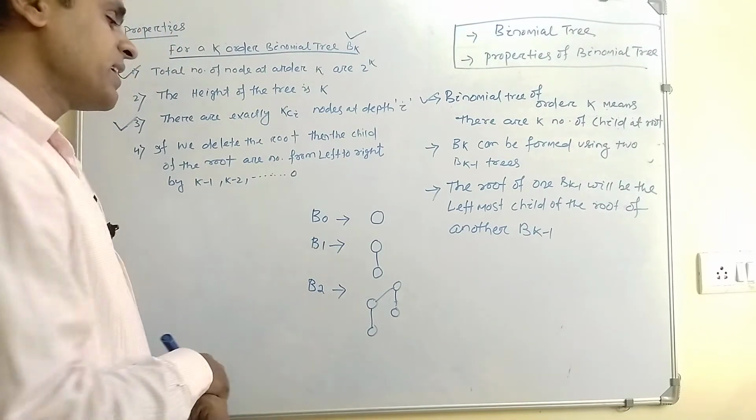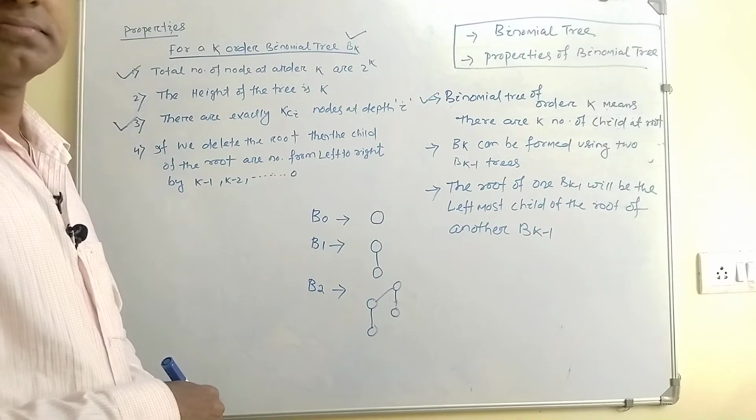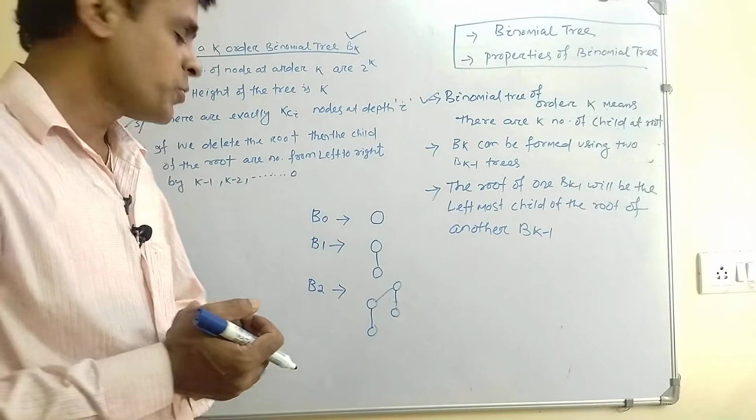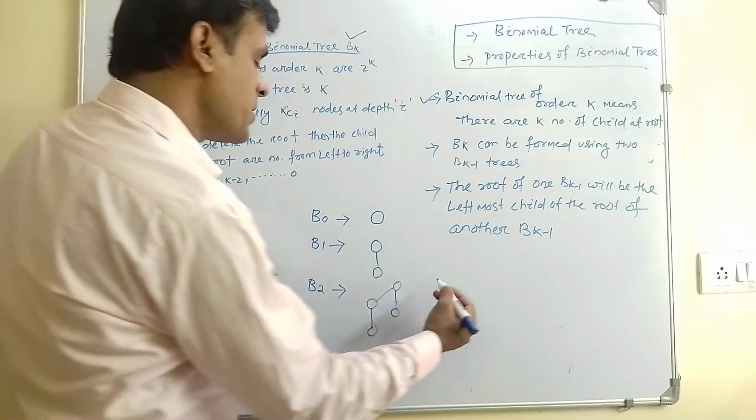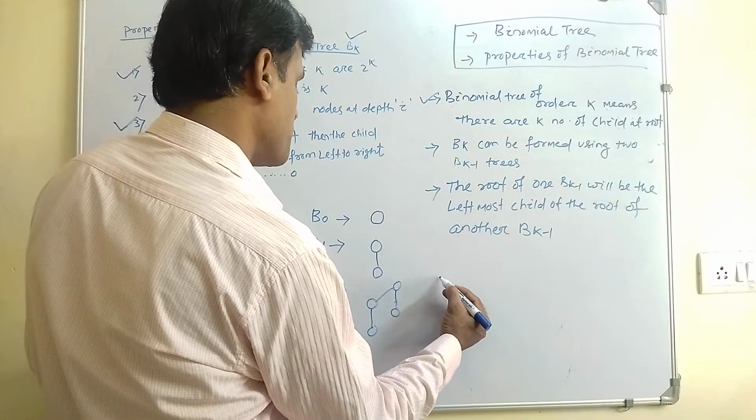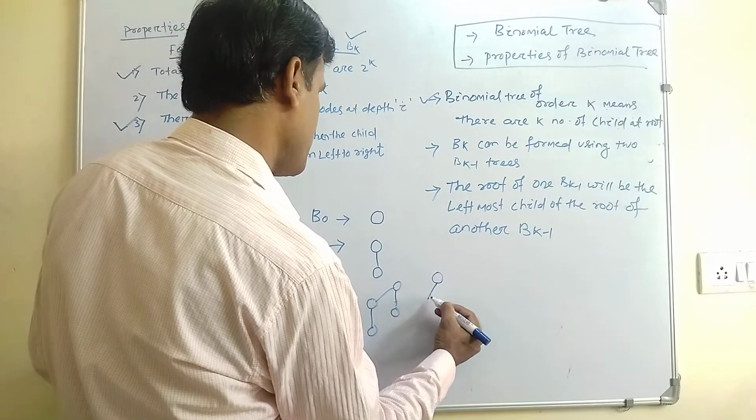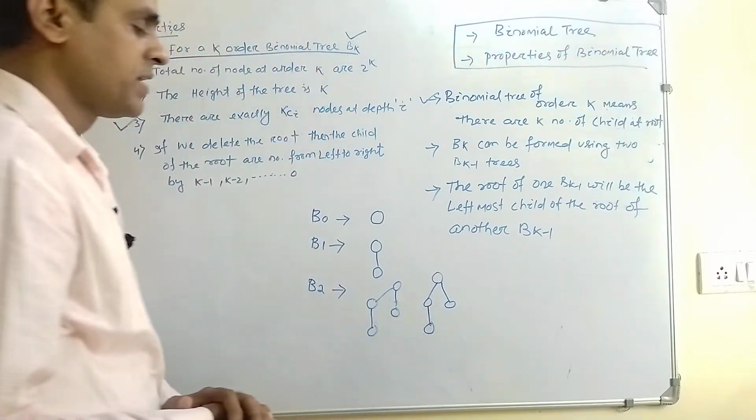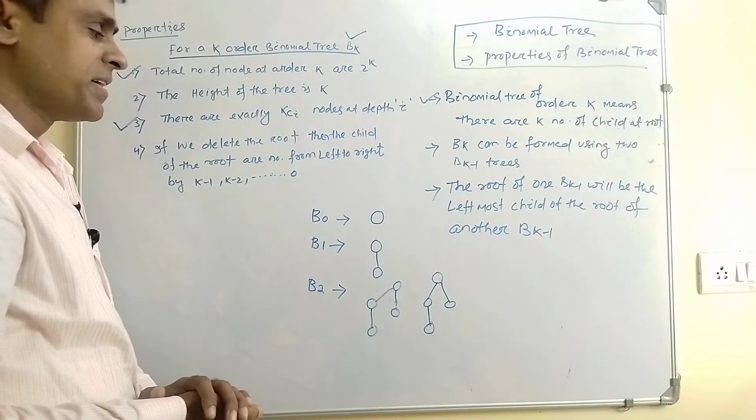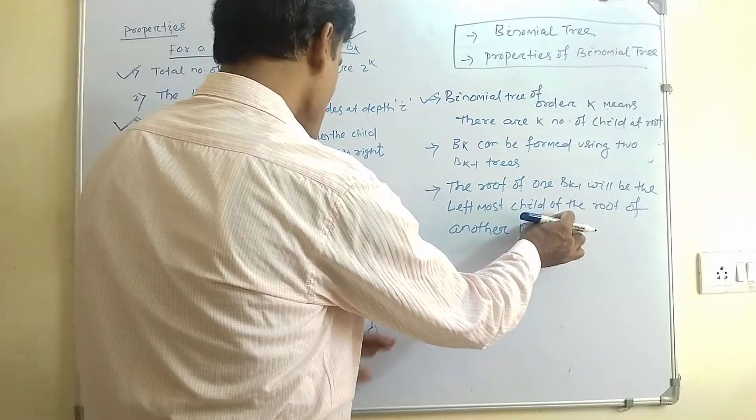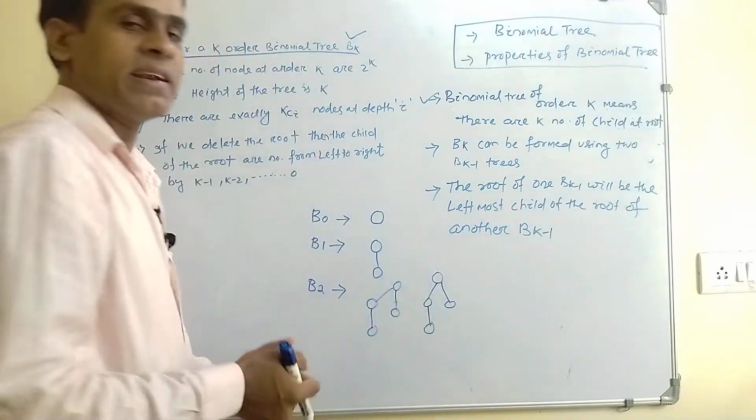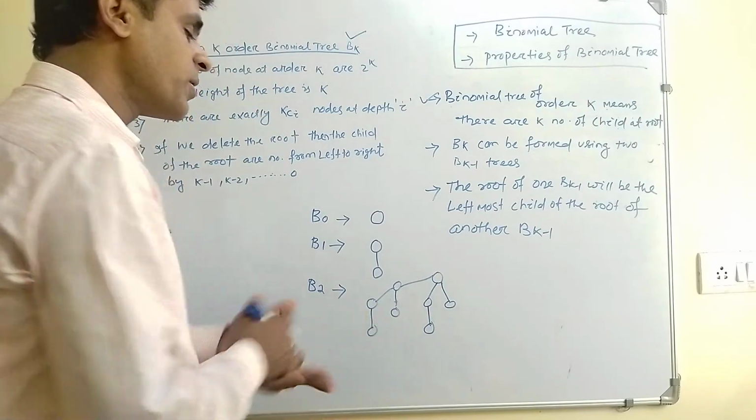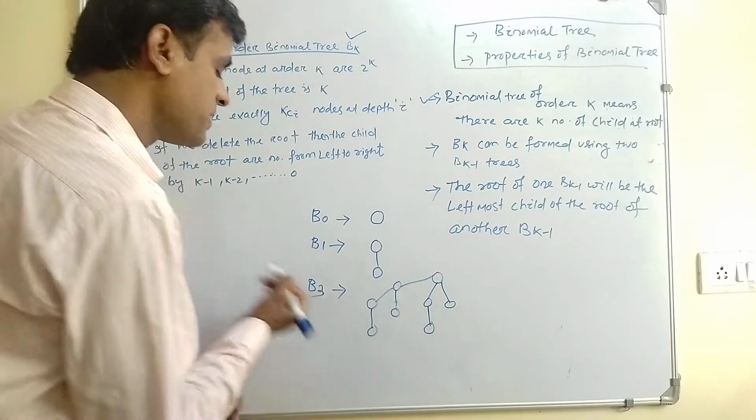Now suppose you want to create a binomial tree of order 3. Then you have to take two binomial trees of order 2. This is one binomial tree of order 2. You take another binomial tree of order 2. How can you combine them? One binomial tree of order 2 will be the left child of another binomial tree of order 2. So put it in the left child. So this is a binomial tree of order 3.